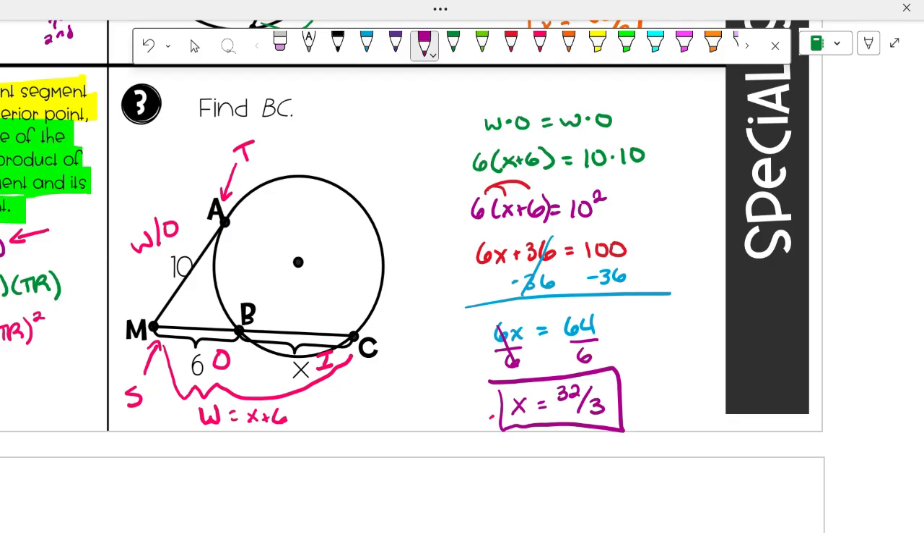It's not too bad, but a lot of people get kind of confused on the whole, outer, inner thing. It literally means what it means. It's what part of the segment is outside the circle, what part of the segment is inside the circle, and what's the whole segment.